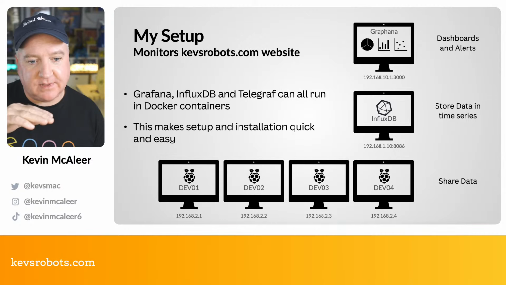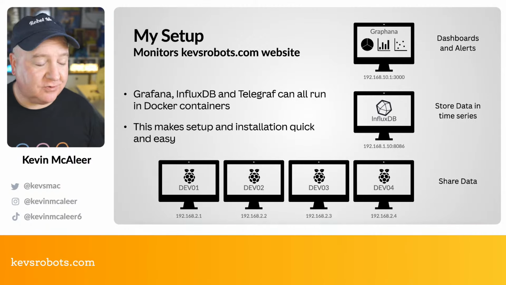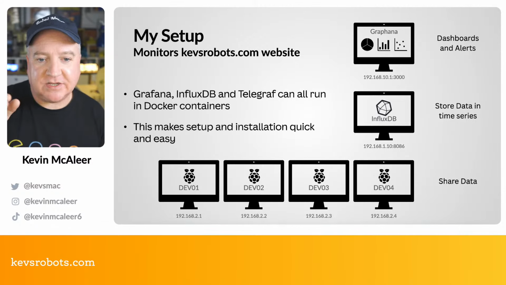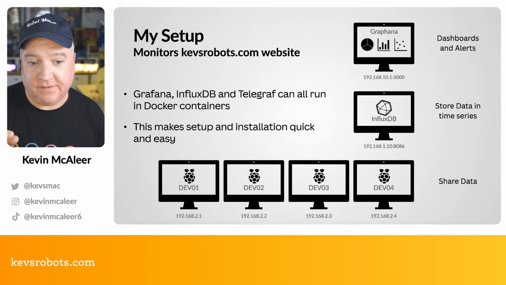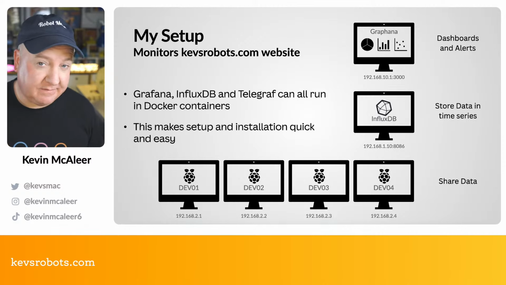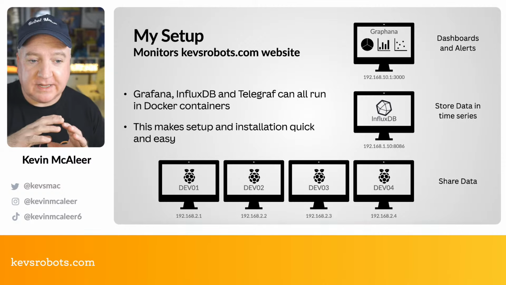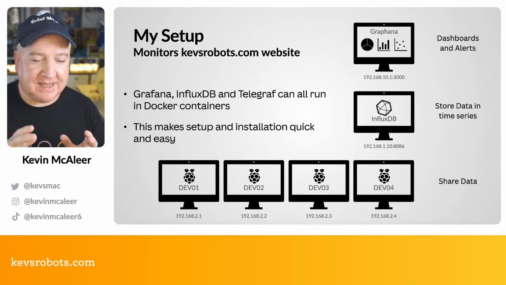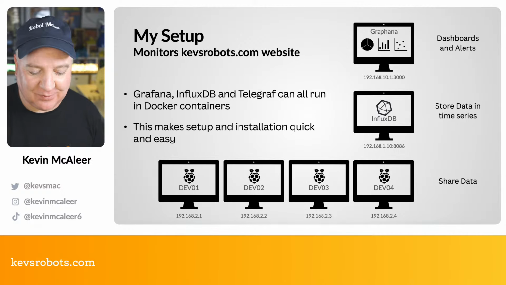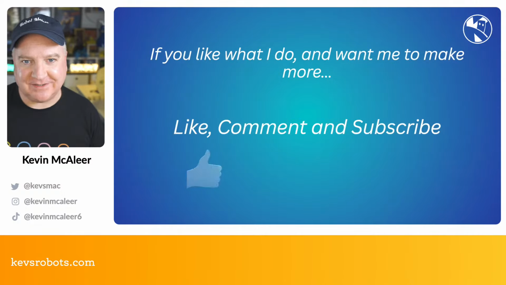So we've got the InfluxDB, that's going to store the time series database. That's actually running on a Raspberry Pi 400, just to my left there. And then we've got on the top there the dashboards and alerts, and that's also running on that same Raspberry Pi 400. Now these are all running in Docker. Docker is a containerization software. We'll have a look at what Docker is all about in a second.